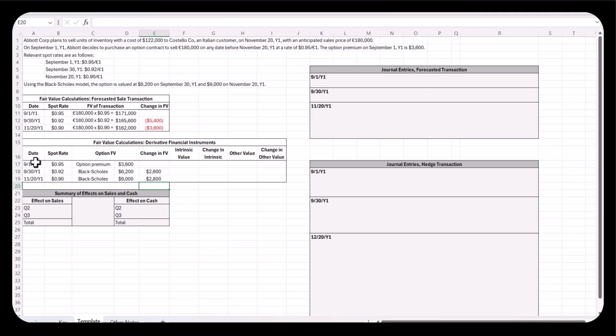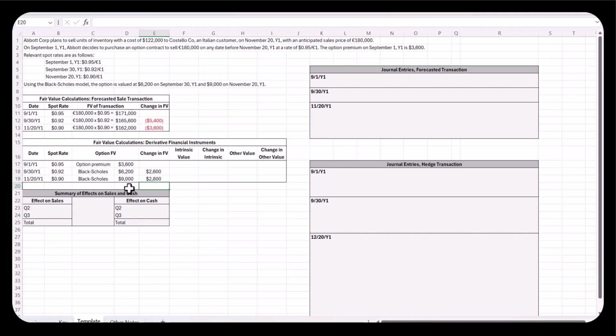But the other thing to consider with an option contract is the other value, which is basically the time value of money. The value of an option changes over time based on the time value of money. A few months out, an option has a lot of time value because a lot of things could happen between September 1st and November 20th. But as November 20th gets closer and closer, that time value decreases because not as much can change or happen in that time period.